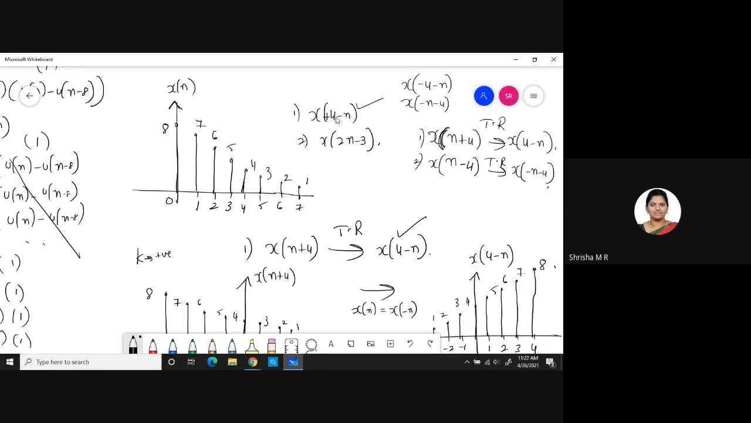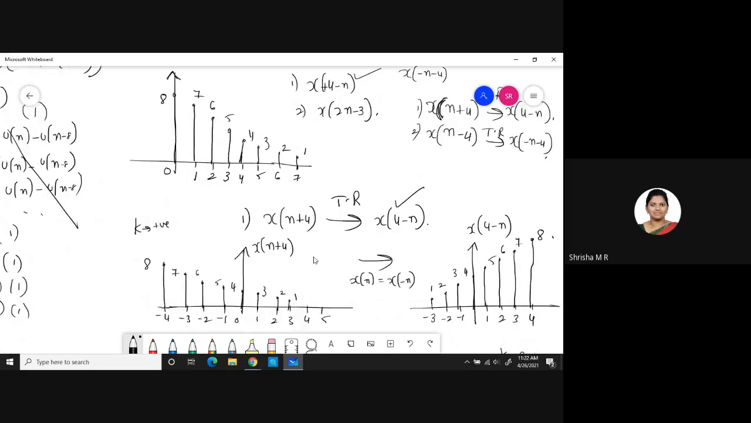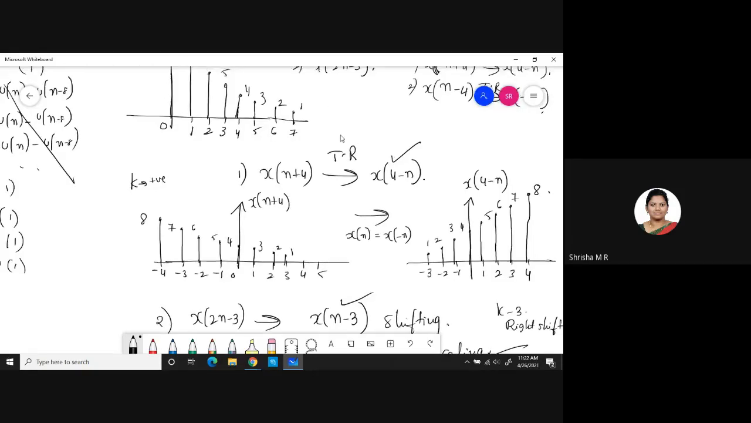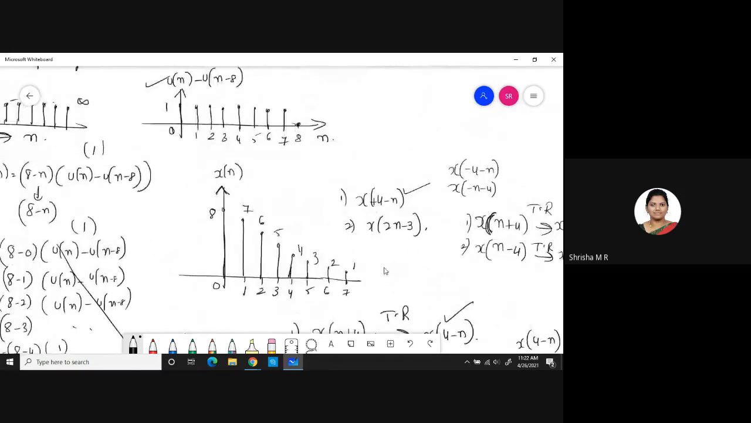So first we have 4 minus n. In this problem we will first plot x of n plus 4. So x of n plus 4 means k is positive, so it is left shifting. The signal will occur 4 samples earlier. Here it was occurring 4 samples late, right?